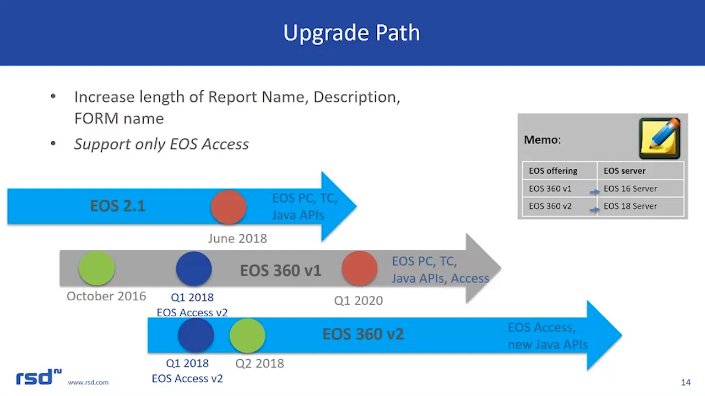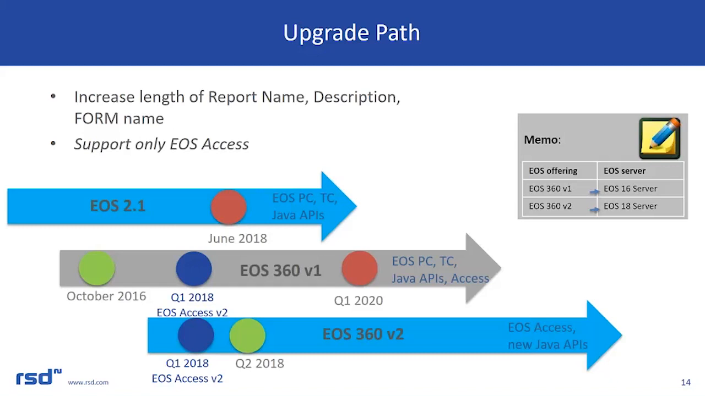To start off, it's important that you remember that not all versions of EOS 360 will support the old thin client, EOS PC, and the API protocols. What this first arrow shows is EOS version 2.1 and its support for the current client interface. You can also see there that we will continue to support these protocols, thin client, PC, and API, through the end of May 2018, which is really highlighted in red.